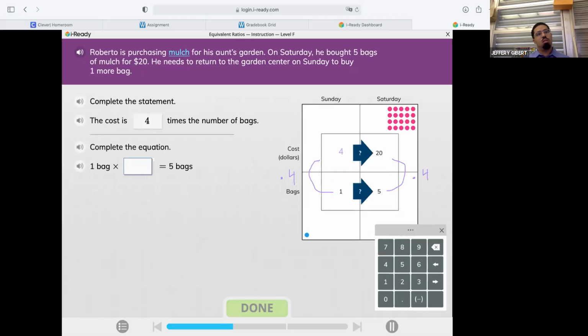Complete the equation. All right. Well, if you're ahead, that means you already did this. So it should be easy for you. So yes, this is 5. 1 bag times 5 is 5 bags. 1 times 5 is 5.